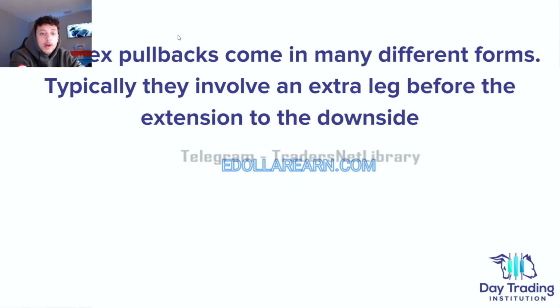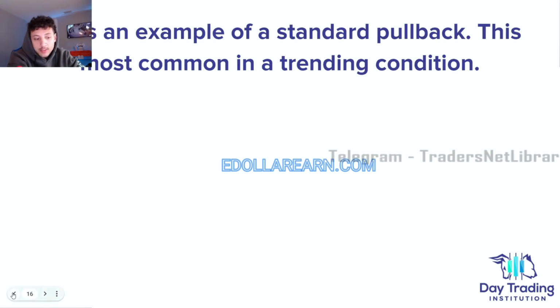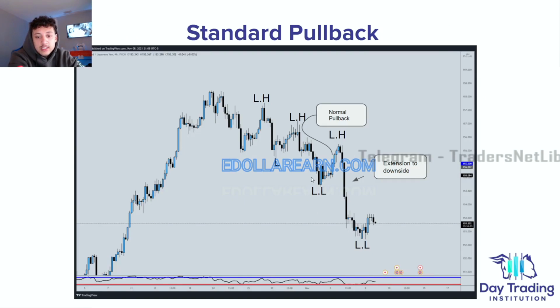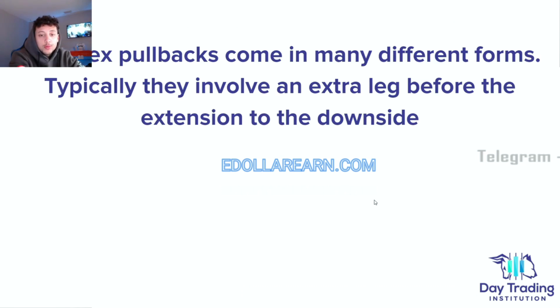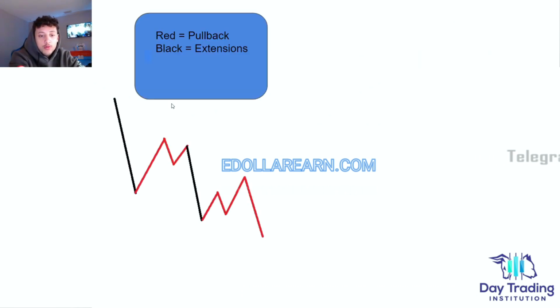Now, complex pullbacks can come in many different forms. Typically, when we're talking about a complex pullback, they have a little bit more legs. If we take a look at the previous example, we had one leg to the downside, one leg to the upside, one leg to the downside. When a complex pullback is actually forming, it's going to have multiple legs. So let's go over examples of what the complex pullback typically looks like. And again, they come in all different forms.